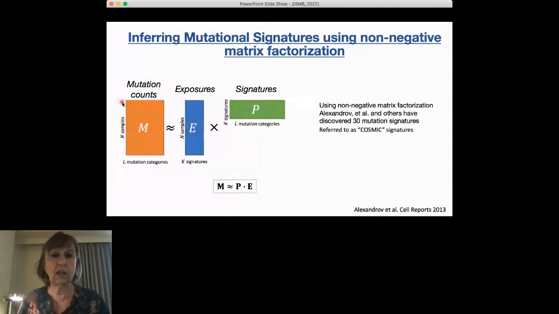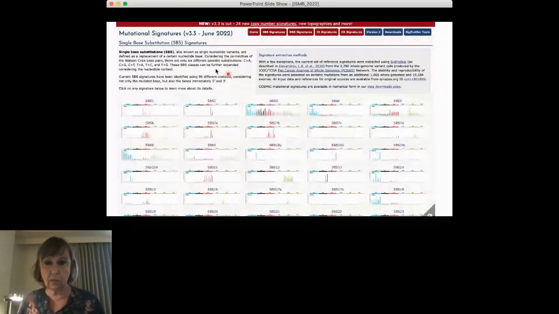Basically, the idea is that we have all the cancer samples, and for every sample, we have the 96 categories and the number of mutations in every category. Starting with this matrix, we decompose it as a product of the signatures being inferred and exposures, which basically means we represent this mutational matrix as a linear combination of signatures. That method has yielded a catalog of mutational signatures that I represented here. I will refer to them as COSMIC signatures.